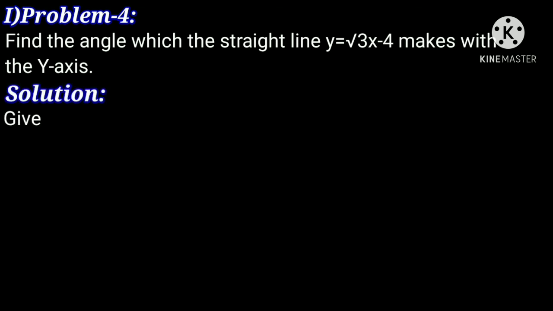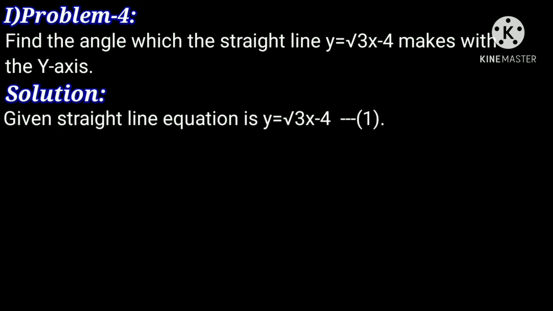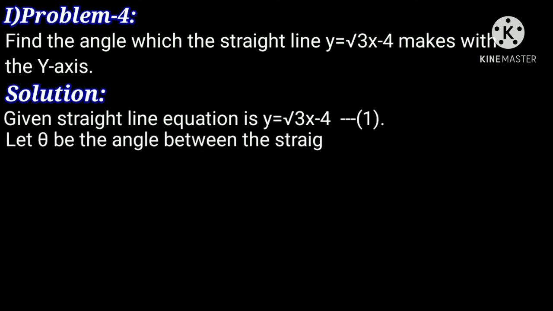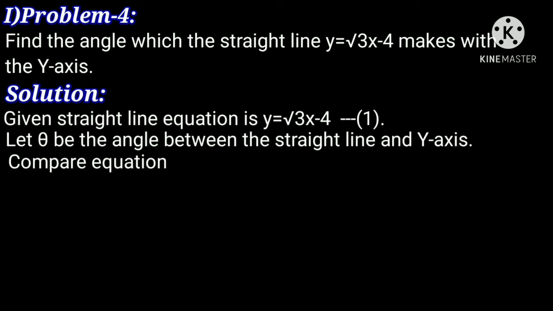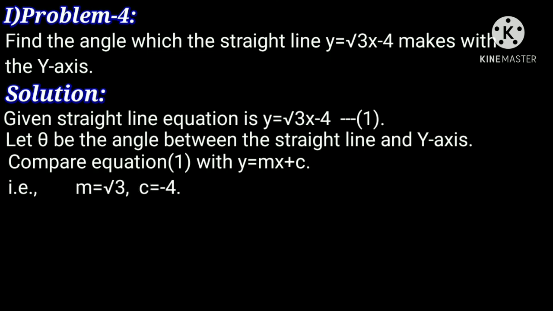Solution. Given straight line equation is y equal to root 3 x minus 4. This is equation number 1. Let theta be the angle between the straight line and the y-axis. Compare equation 1 with y equal to mx plus c. From this, m equal to root 3, c equal to minus 4. From this, take slope m equal to root 3. We also know that slope of any straight line m equal to tan theta.